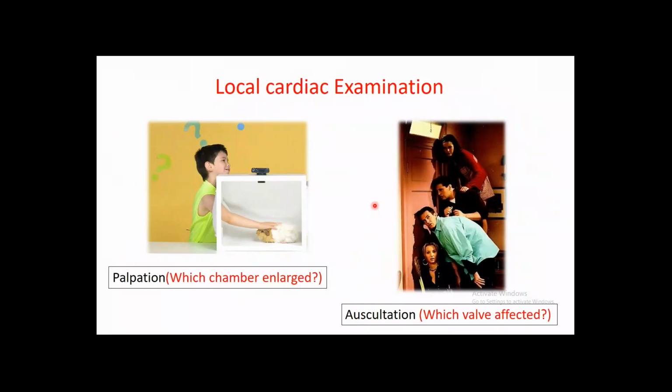As we said in the general examination, we are looking for any sign or complication of the cardiac problem on other systems. In cardiac examination, the main aim is knowing which chamber is enlarged, which could be obtained by palpation, and which valve is affected, by auscultation.